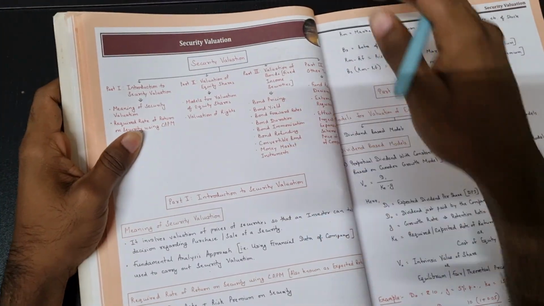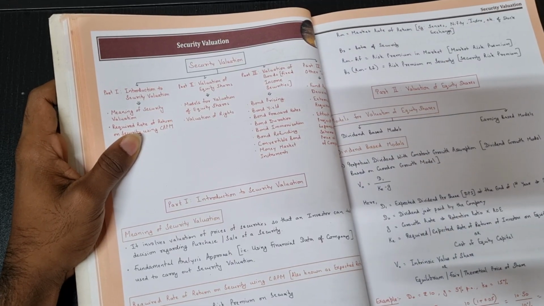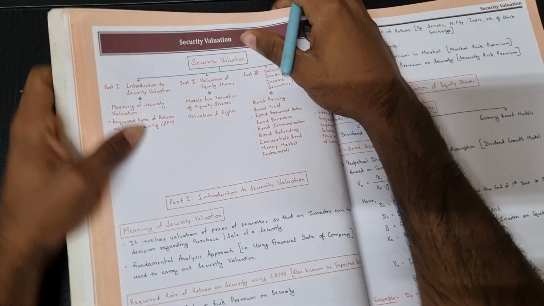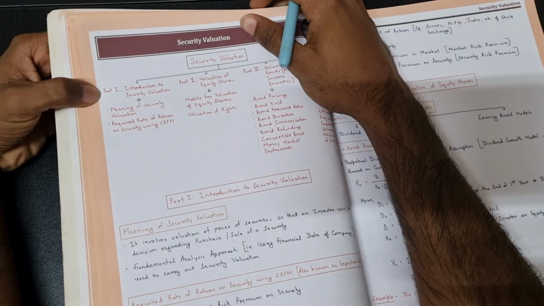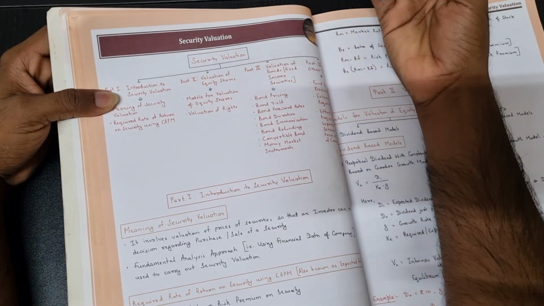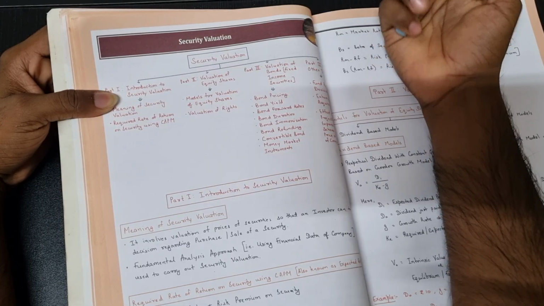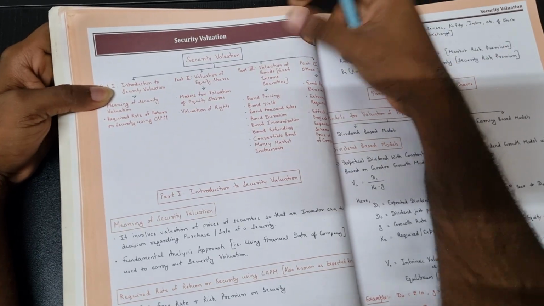Okay, let us start. This chapter is divided into 4 parts, as I told you earlier. The first one is the introduction part, the second one is valuation of equity shares, the third one is valuation of bonds, that is fixed income securities, and the fourth one is other topics.